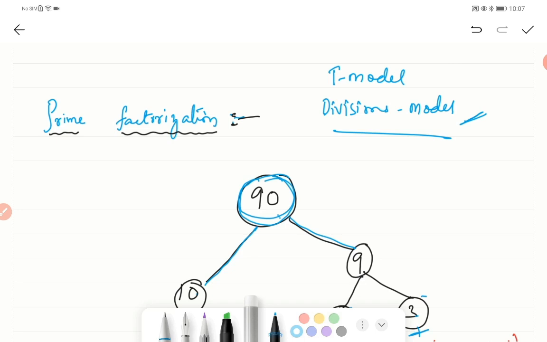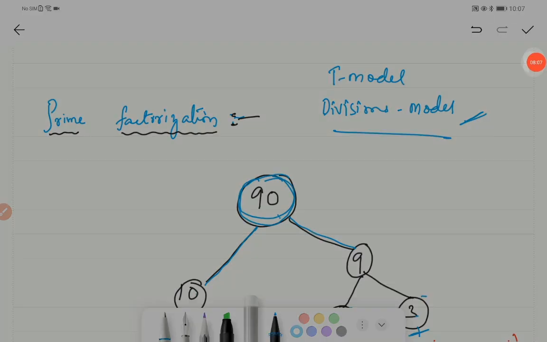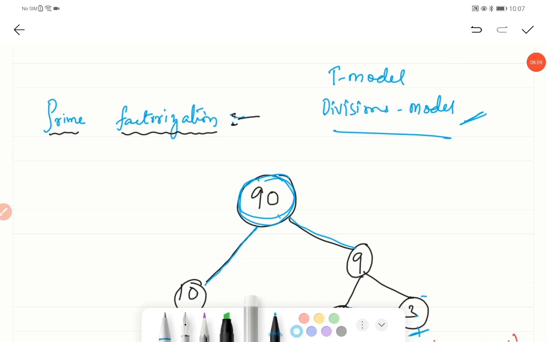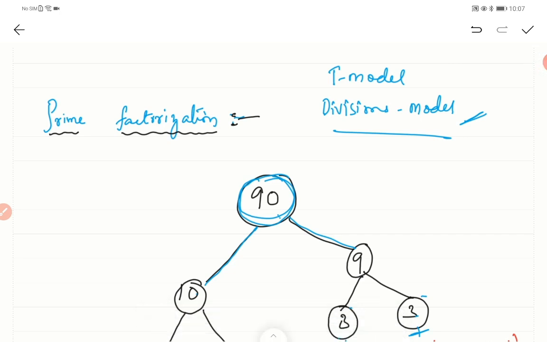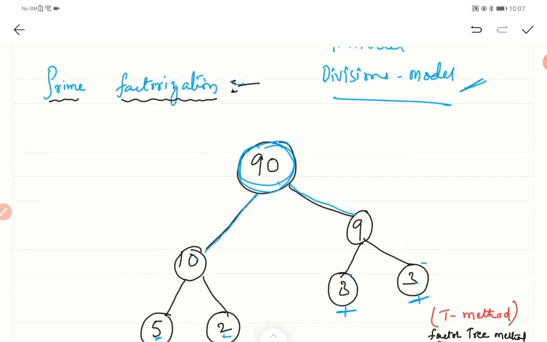Let me explain it. I think we can do that in our next class, because we are out of time. So prime factorization with the division method we will see in the next class, inshallah.